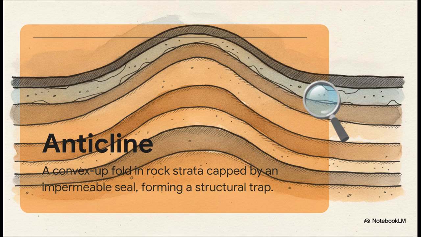Those dome shapes have a specific geological name, an anticline. Technically, it's a convex upfold in rock strata where a permeable reservoir is capped by an impermeable seal, forming a structural trap. I know, it's a bit of a mouthful, but this specific structural trap is exactly the geological target those early explorers were desperately searching for.